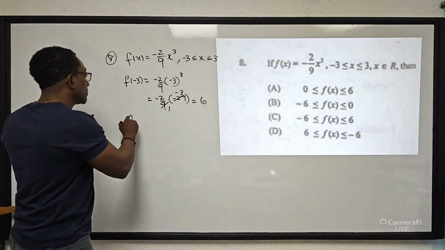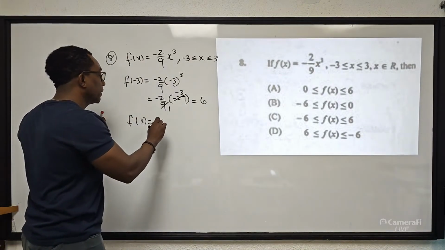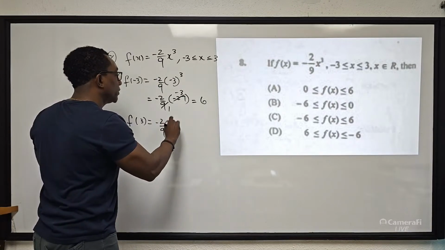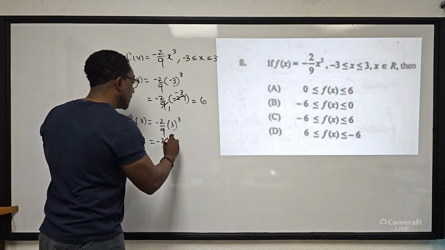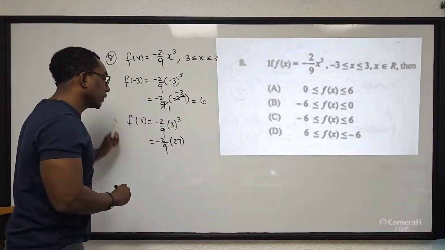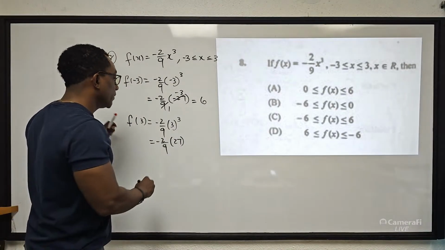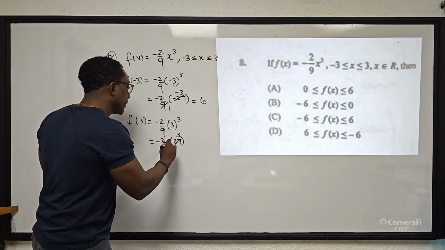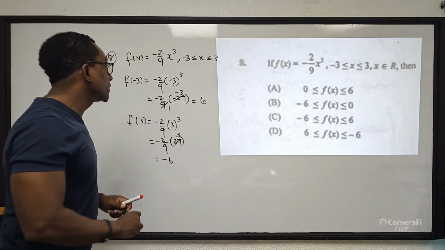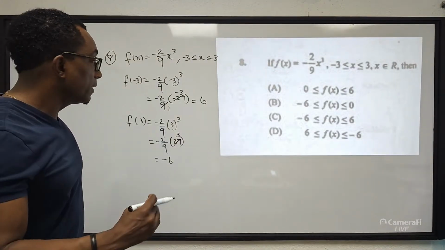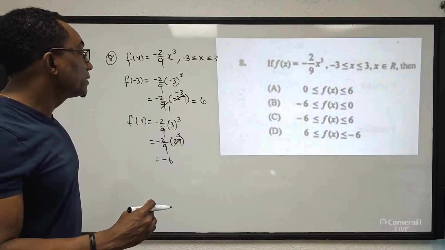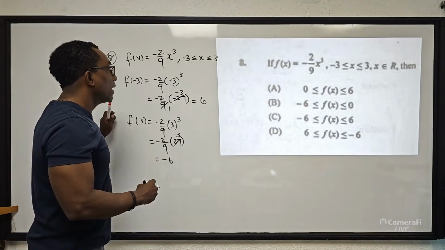And now I'm going to substitute 3 into the function. Negative 2/9 times 3 cubed will be negative 2/9 times 27. So 9 into 27 will give us 3, and 3 by negative 2 is negative 6. Good? So we're going to have 3 being linked to negative 6, and negative 3 being linked to 6.